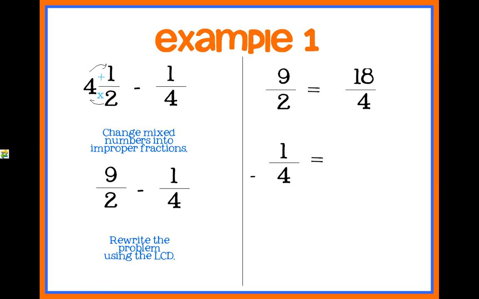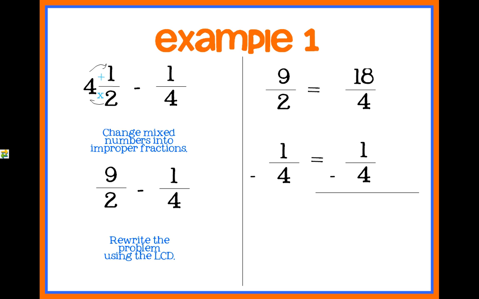So whenever we bring up our 4 here, we say, okay, how do we get from 2 to 4? 2 times 2 is 4, and then 9 times 2 is 18. These are equivalent fractions. They're not the same, but they have the same value. And then we can just bring 1/4 over because it already has a denominator of 4. Now we're ready to go.